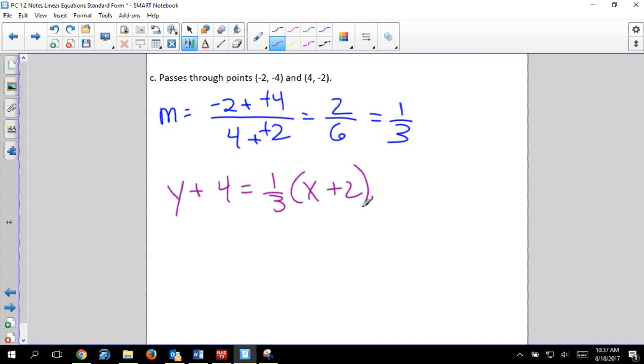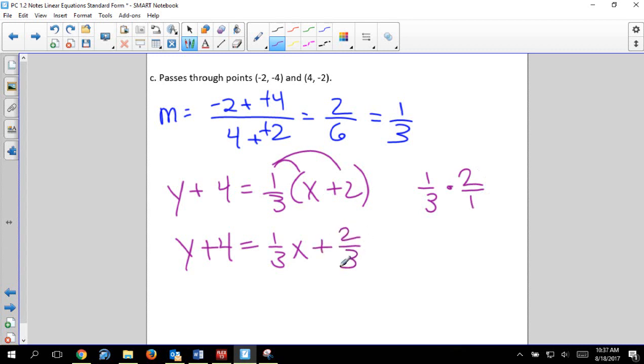And we're trying to get it into standard form, so we need to get rid of the parentheses. y plus 4 equals 1/3 x, and we're distributing. And when you multiply 1/3 times 2, you've got to put that 2 over 1 and multiply straight across. So I get 2/3. We're trying to get it in standard form. And when we get it in standard form, are we allowed to have fractions?